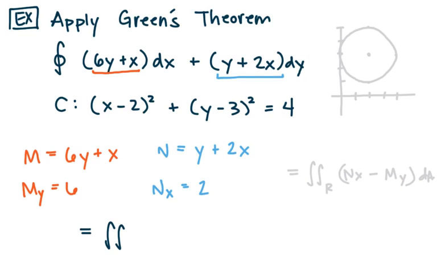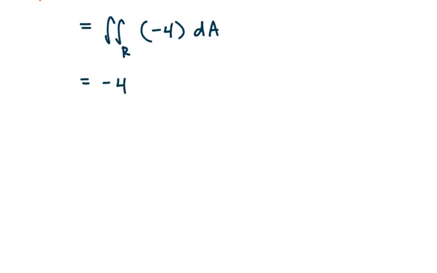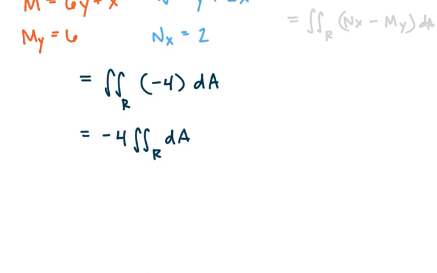So setting this up, we'll have our double integral along the region. N sub x is 2 minus M sub y, which is 6. That gives us 2 minus 6, which is -4. Now I'll take that -4 and pull it out in front. So I've got -4 times the double integral over that region. And I actually don't have to set up this double integral, because what shape is that region? The region is a circle. And we can find the area of a circle using algebra. It's pi r squared. Since we know the radius of this circle is 2, pi times 2 squared.